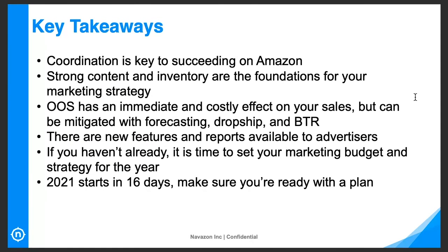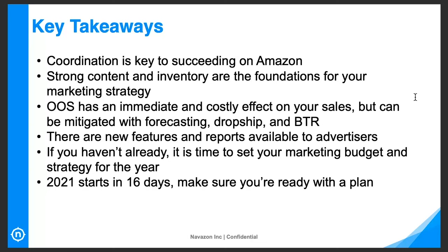So the key takeaways that we saw today is coordination is key. It's crucial to succeeding on Amazon. Making sure that you have strong content and inventory are going to be the foundations for your marketing strategy, which is really the biggest growth lever that you have on Amazon. So making sure that all the parts of your business are talking together and communicating is one of the biggest things for your success on Amazon.